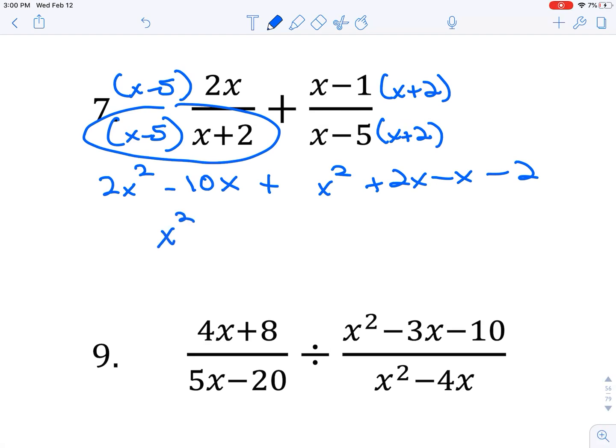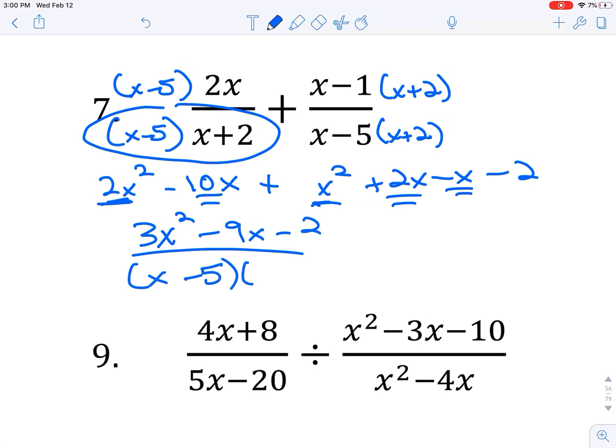So I combine my x squareds to get this. And I would combine this and this to get, oh, and this, right? So I have negative 10, positive 2, negative 1. And that would leave me with, oh, actually, this was 3x squared, because it's 2x squared plus 1x squared, 3x squared. And then this one is going to be negative 9x. And then I'm going to have minus 2. And I'm going to put that over a common denominator of x minus 5, x plus 2.